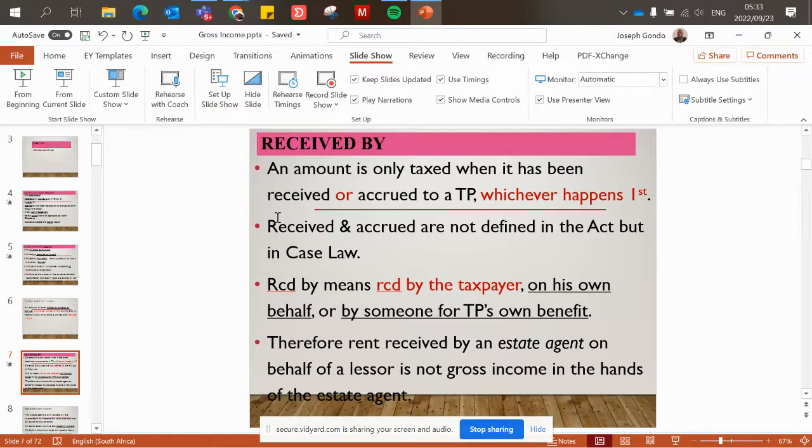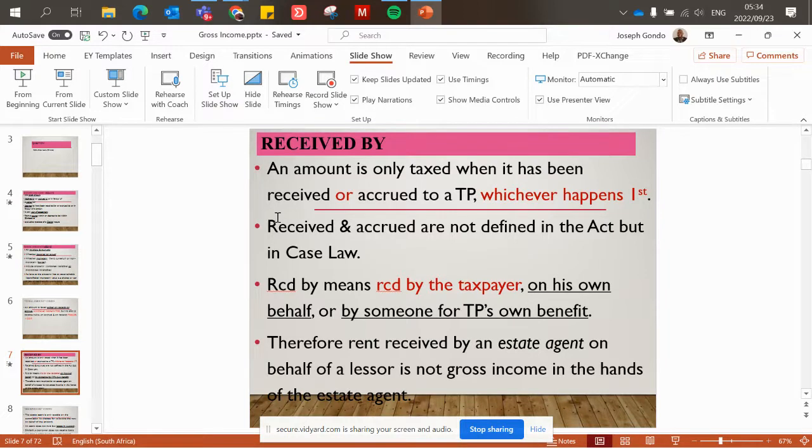That's what I was saying in the previous slide, to say total amount is the only bullet that is defined in the Act. The other ones we use case law. So what do we mean by received by? It means received by the taxpayer on his own behalf and or by someone for the taxpayer's benefit. So this is a very important statement to say.